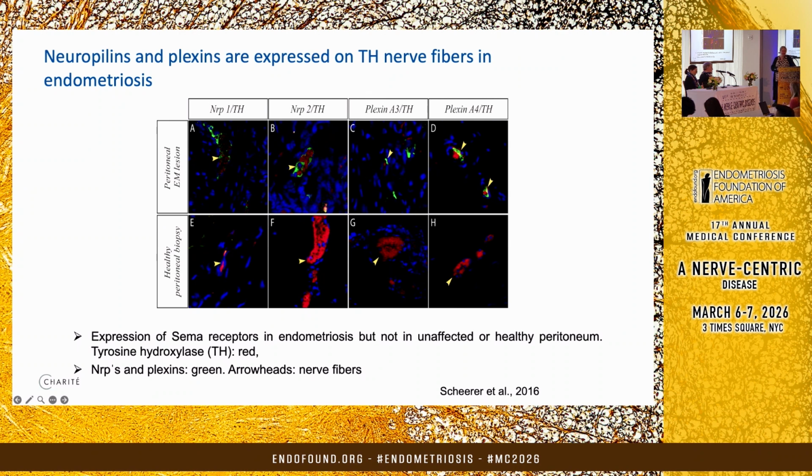Of course, we then needed to look for the expression of the semaphorin receptors on the nerve fibers. Neuropilin and plexin A3 are the receptors for the semaphorin, and we did double labeling. Tyrosine hydroxylase is a marker for sympathetic nerve fibers, and in the upper lane with the peritoneal lesion, you can see there's a double labeling. So neuropilin and plexin are expressed on endometriosis-associated nerve fibers, but they are absent in healthy control.